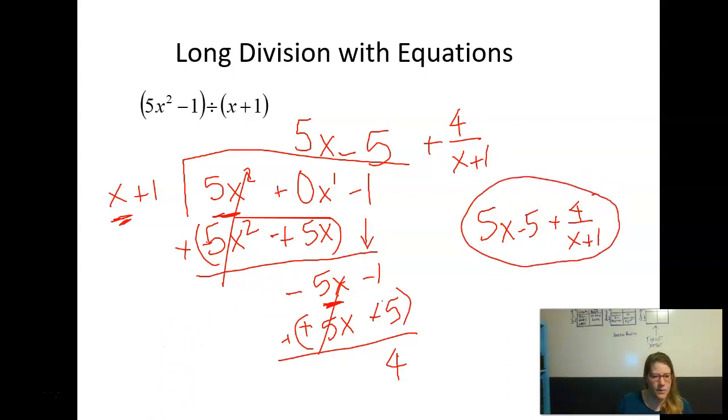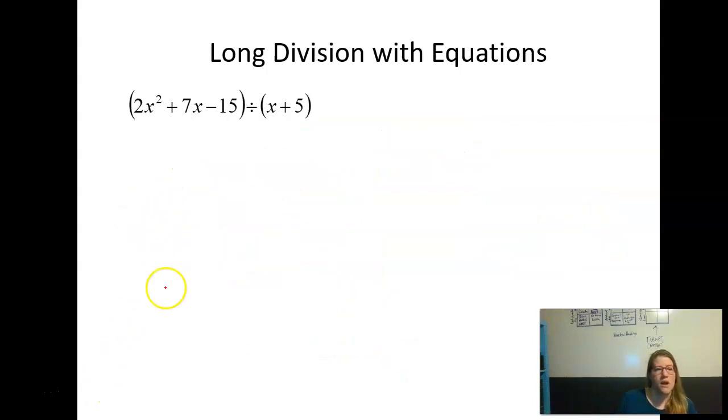All right, one more. Not cooperative. There we go.